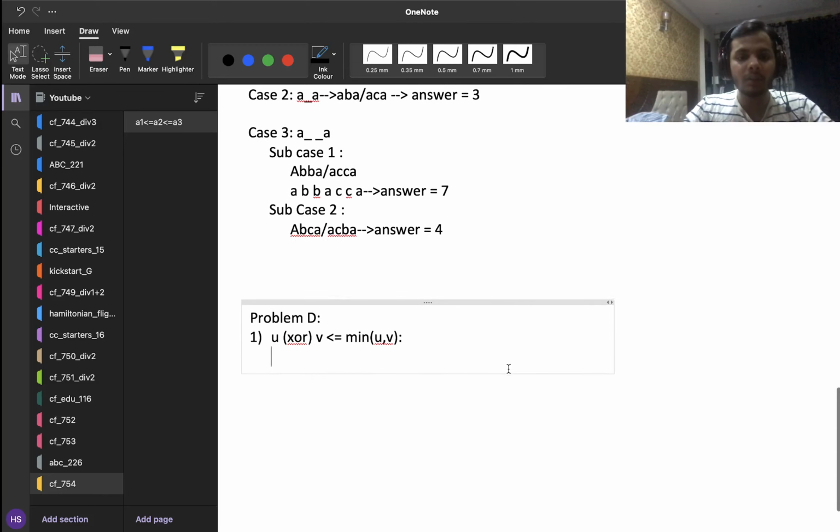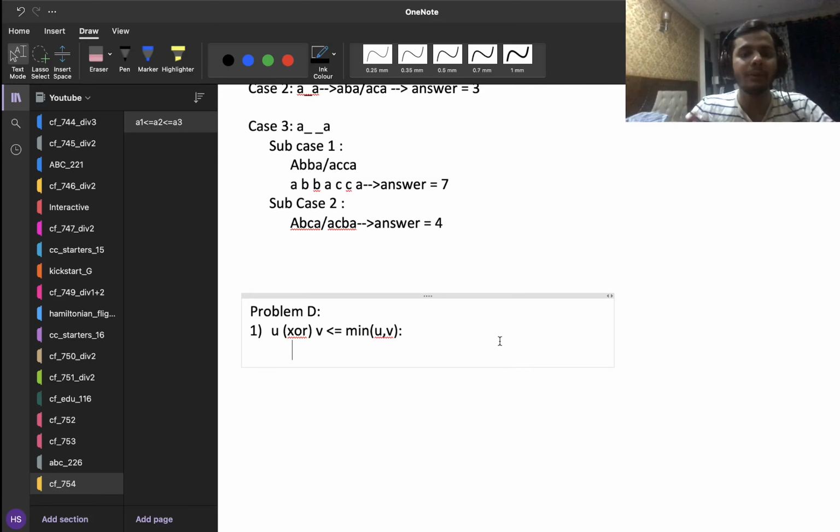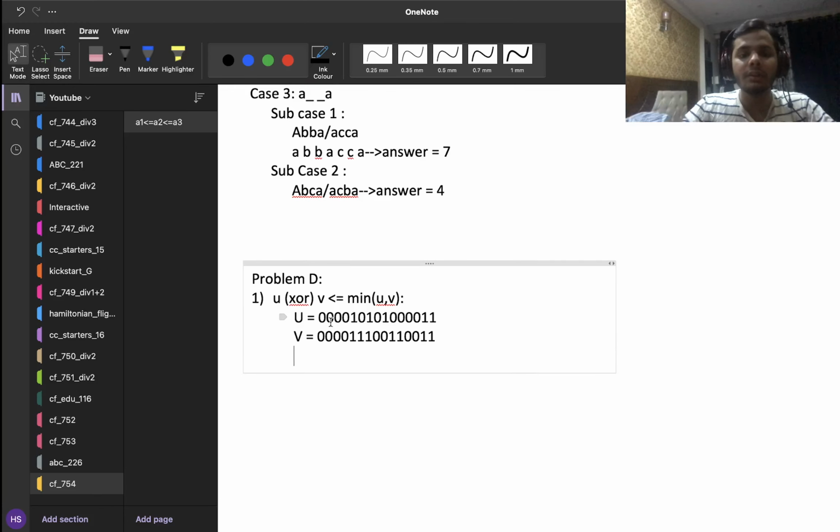Obviously, if we are talking about bitwise ORs, it makes sense to write u and v in their binary representations. So let's say I have a binary representation of u like this and a binary representation of v like this. Here you notice that in the bitwise OR of u and v, all these bits are obviously going to be 0 because they are 0 in both u and v. But this bit is also going to be 0, which is the most significant bit, right?